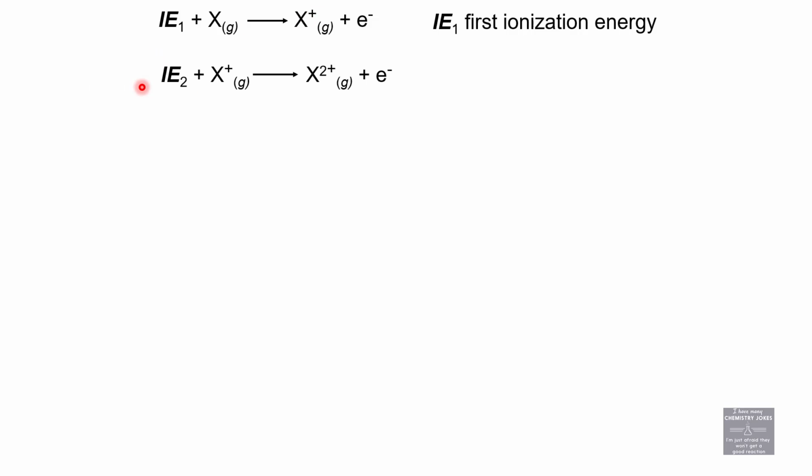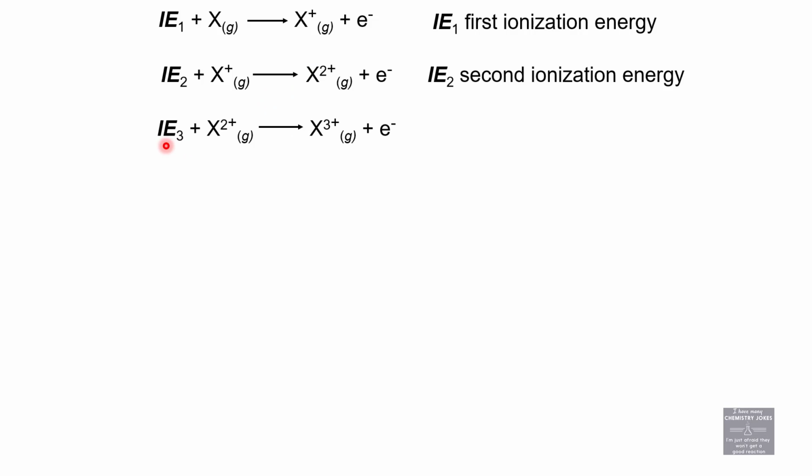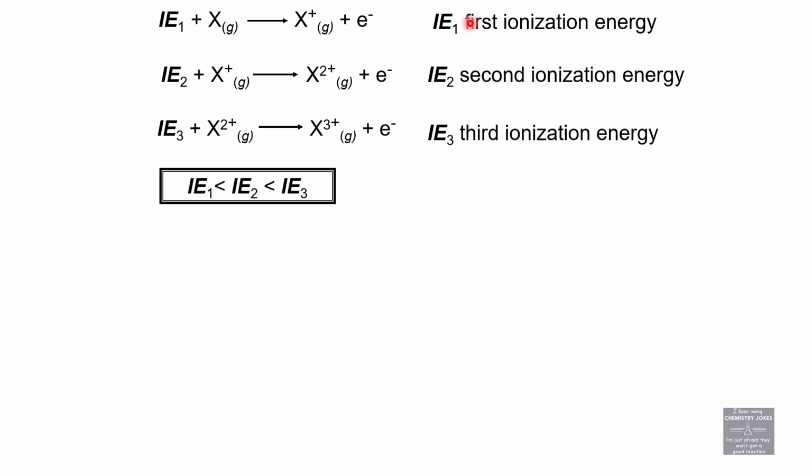Going from the cation to a 2+, that's the second ionization energy. Going from the 2+ cation to the 3+ cation, that's the third ionization energy. Going from the 3+ to the 4+, fourth ionization energy, the trend continues. The third ionization energy is always greater than the second, which is always greater than the first. It's always easiest to remove the first electron. It gets successively harder as you remove more and more electrons.